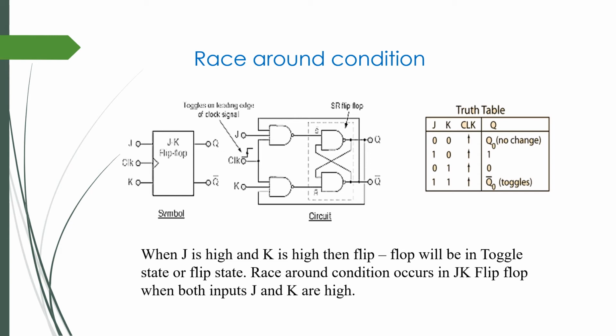At the end of clock pulse, we cannot predict whether Q is 0 or Q is 1 due to this race around condition. This is drawback of JK flip-flop.